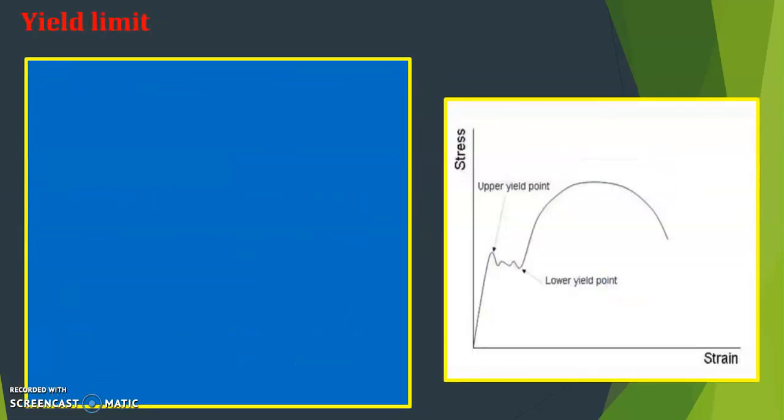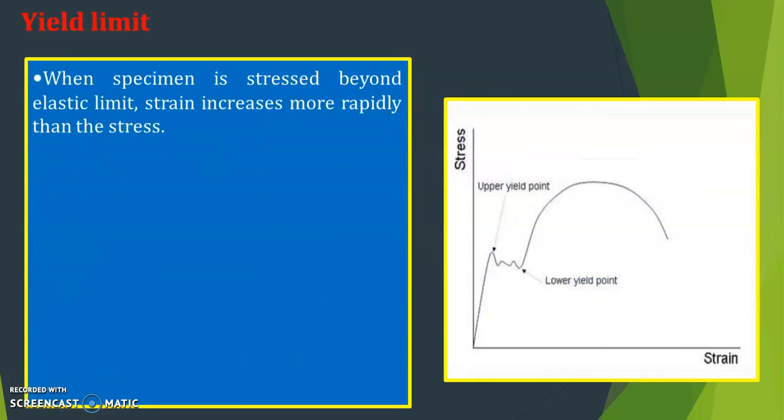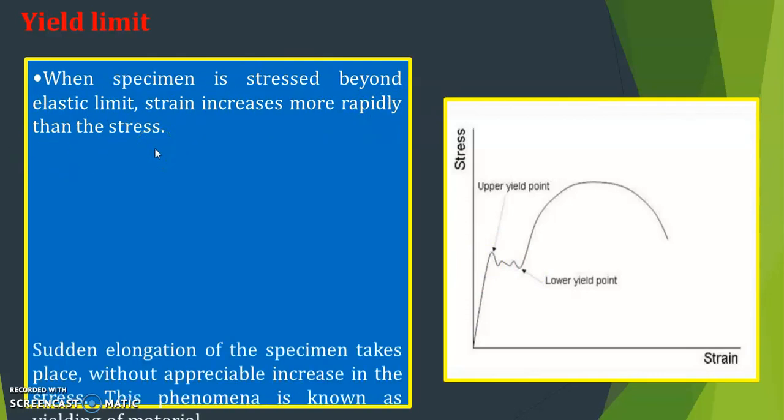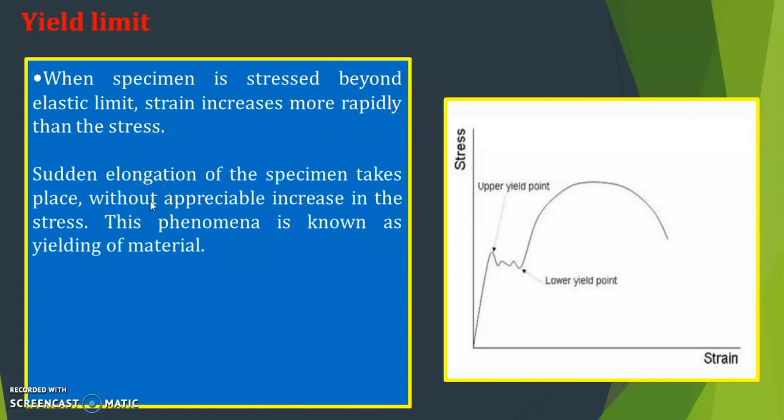Next we'll see what the yield limit is, that is, the upper yield point and lower yield point. You can see here, till here it is the proportional limit, then the elastic limit. Here this is the upper yield point, this is the lower yield point. When the specimen is stressed beyond the elastic limit, strain increases more rapidly than the stress. Okay, the sudden elongation of the specimen takes place without appreciable increase in the stress. This phenomenon is known as yielding of a material.